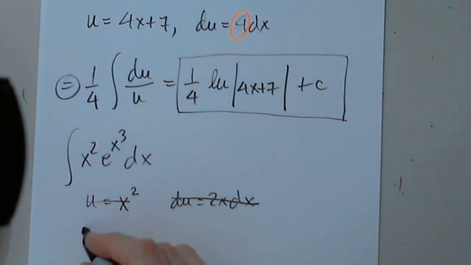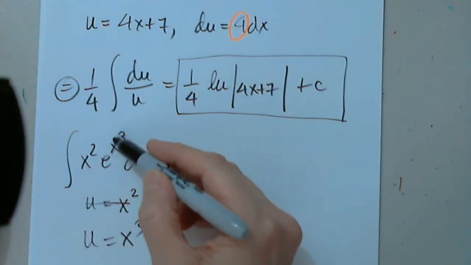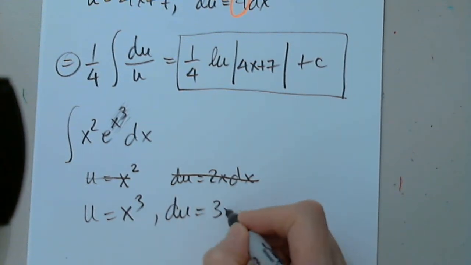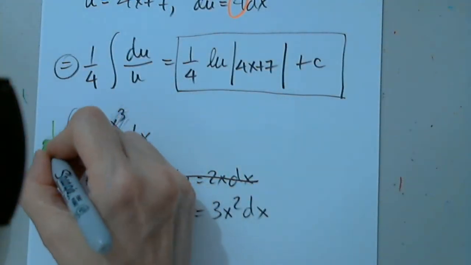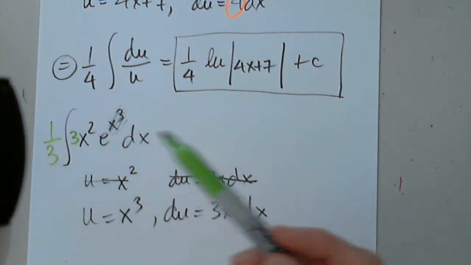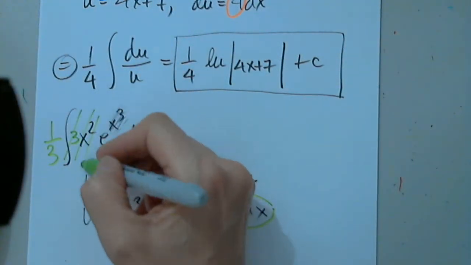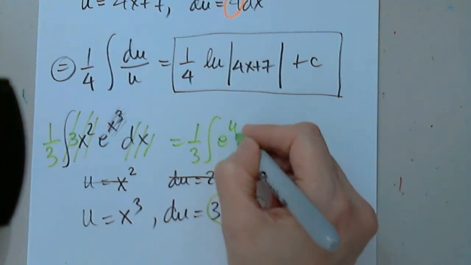X to the third. Yes, x to the third. This is what we want to get rid of. This is the problem. And now du equals 3x squared dx. A minor factor I can always make up. Nobody cares. Multiplying by 3 and dividing by 3 will not change anything. But this is this. So 1/3 e to u du.